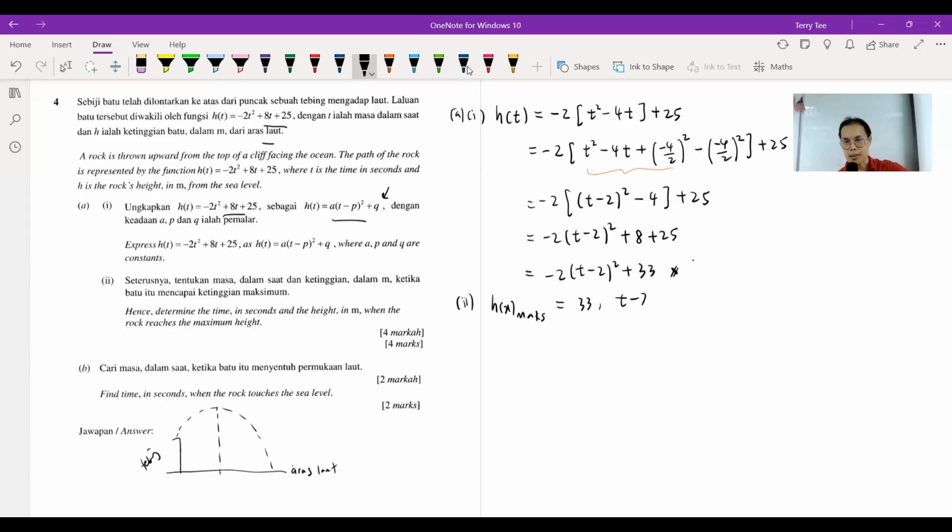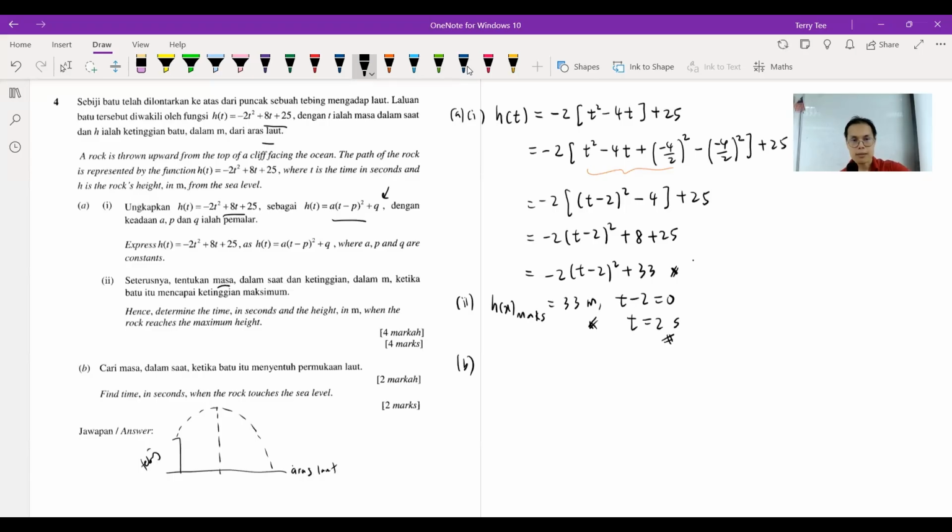When the one inside the bracket is 0, t is 2, right? So we have found the tentukan masa. Masa is 2 seconds. You want to put s here for saat, second. And ketinggian maximum, let me write the unit, 33 meter, right? From aras laut when your time is 2 seconds. All right, that is A, Roman 1, Roman 2.